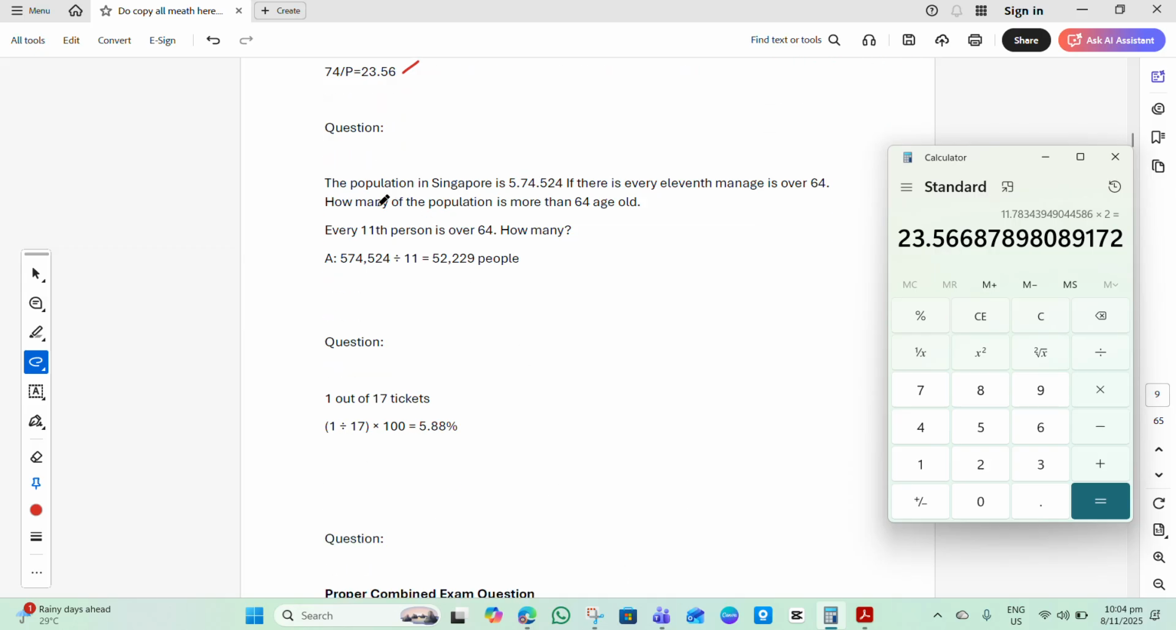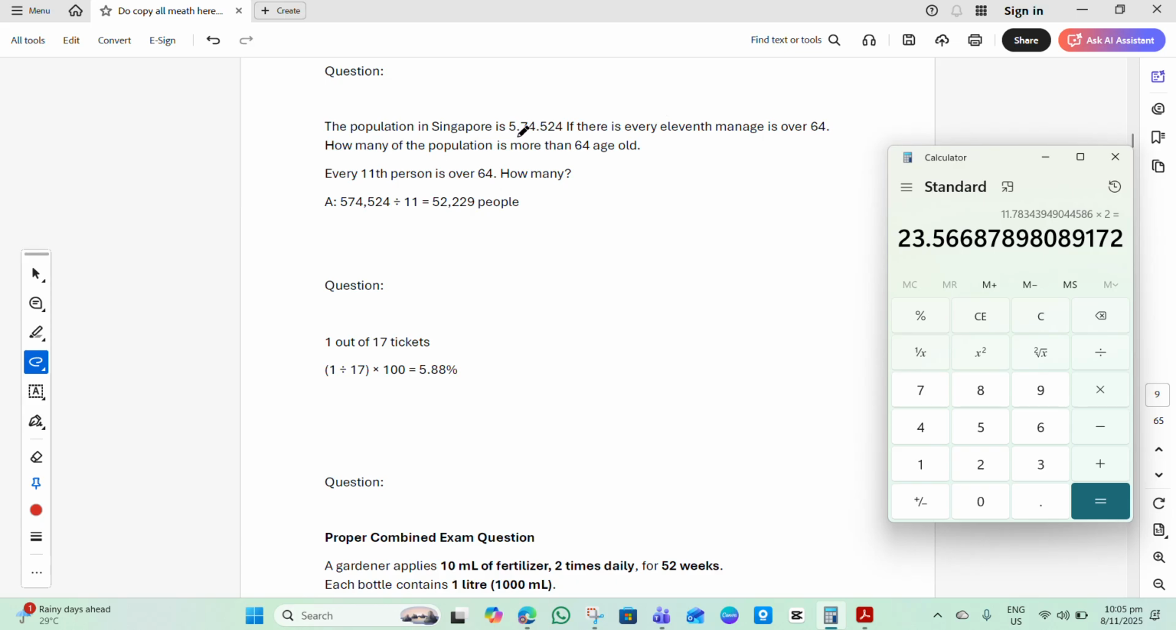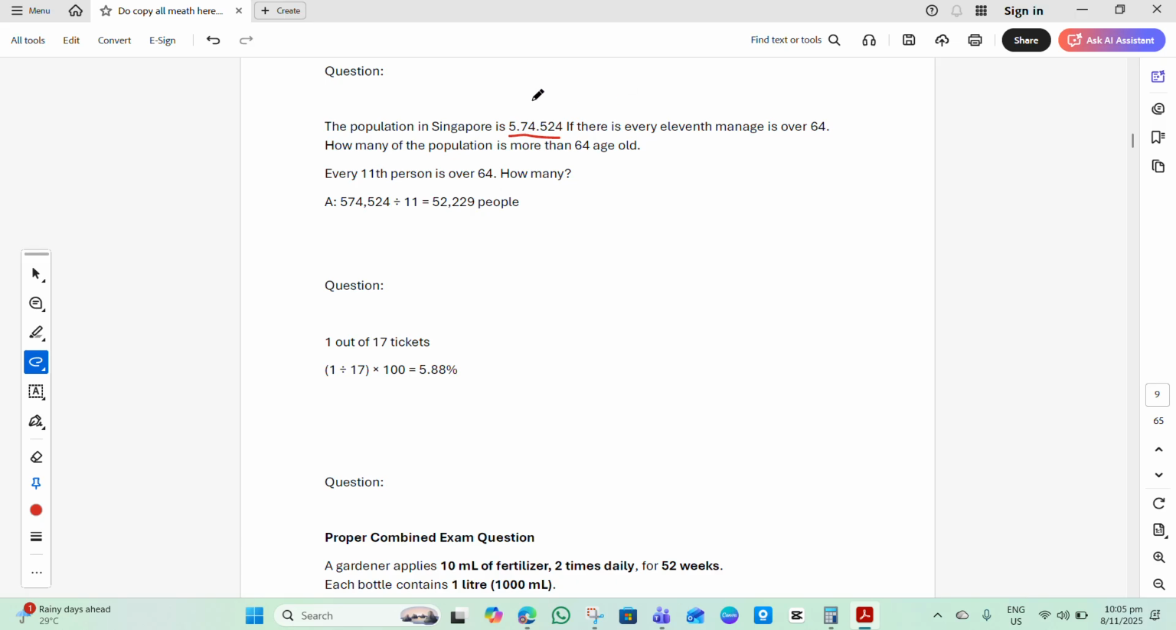Okay, so we can go to the next question. This question always comes up, showing the difference in population. The population in Singapore is 5,74,524, and every 11 months the month is over.